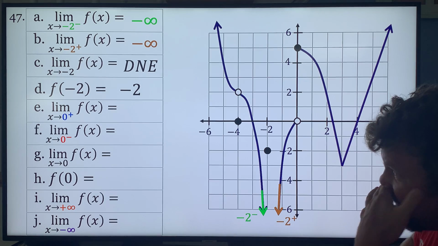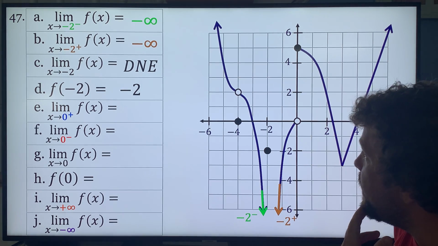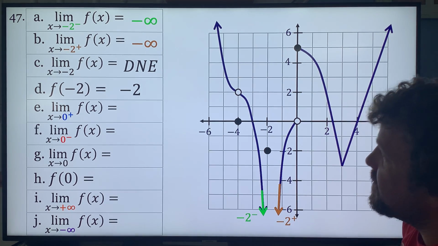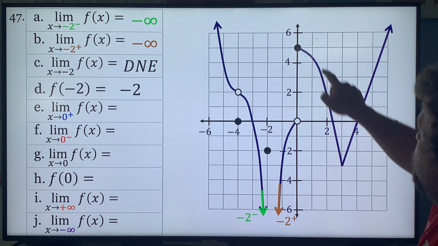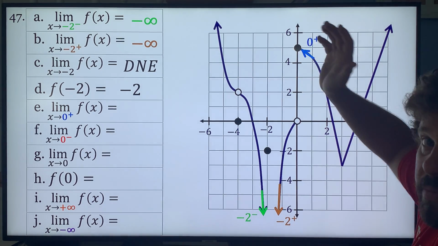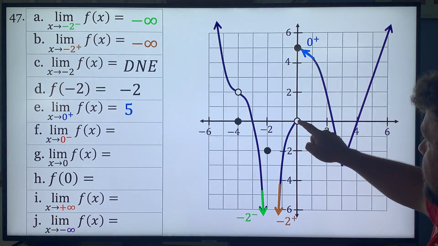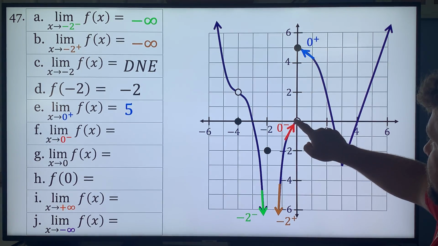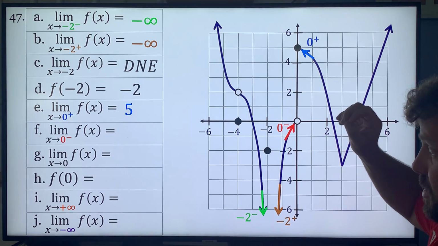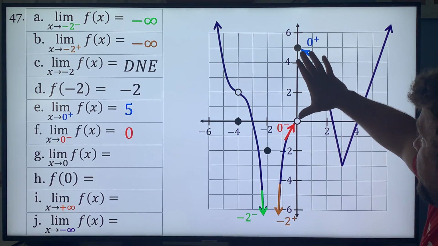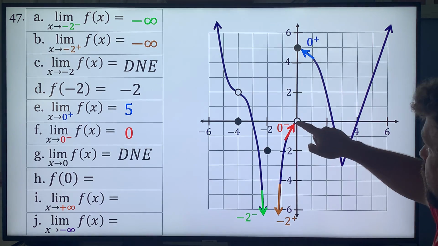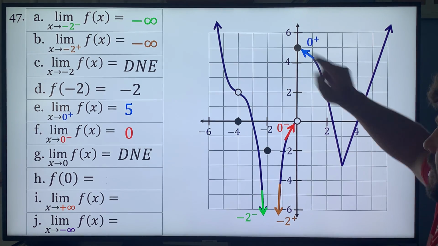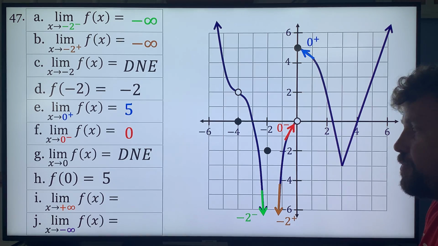All right. The limit of f of x as x approaches 0 from the positive side. 5. 0 from the negative side. 0. What is my actual limit here? These are not touching, so the limit does not exist. What is f of 0? Open circle, up, closed circle right there. The closed circle is at 5.